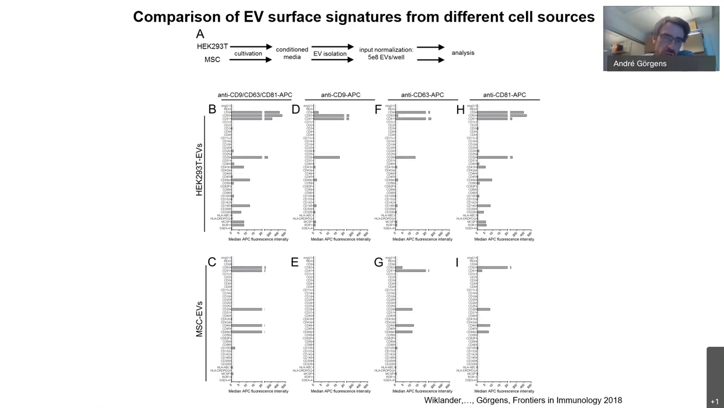So in terms of heterogeneity, you already see that there are markers that are not expressed, or at least less expressed, by MSC EVs compared to HEK EVs. For example, CD9 is barely detected, or not detected above background, for MSC EVs, while it's clearly present and very high for HEK293T EVs. On the other hand, if you then detect with CD63, you also see that this is leading to no signal. So this just shows on a high level that you can use this assay to compare EVs phenotypically from different cell types.